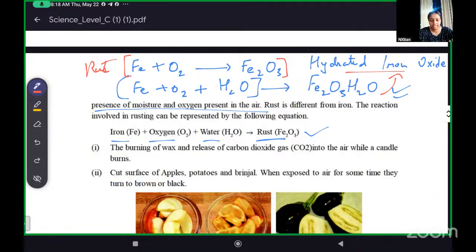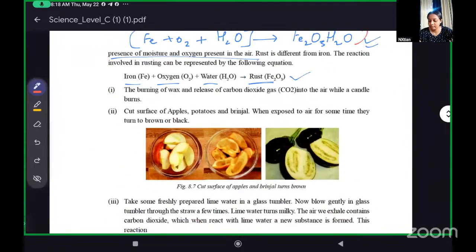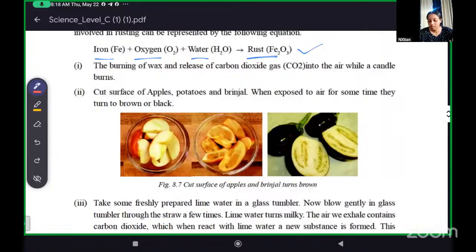This is called iron oxide. Now, the burning of wax and release of CO2 in the air while a candle burns is also a chemical reaction.